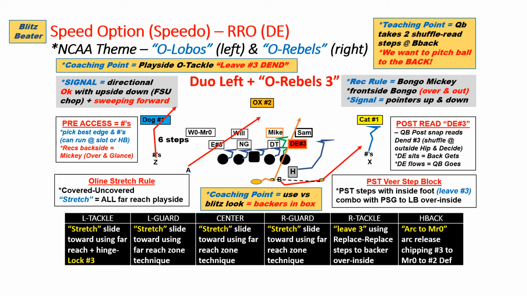The H then arc releases to number 2, which is the Sam. X blocks number 1. If we ran this to the slot receiver side, the Z would block the dog, the number 1, and the A would block that Mr. 0, which is number 2. We still would read the defensive end, number 3.